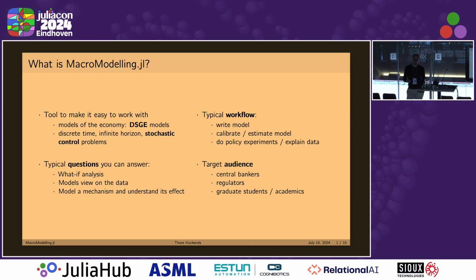How does a typical workflow look like? You start by writing out your model, then usually you iterate 1 million times over the equations and so on until you find something you like. You calibrate it, you estimate it, and then you do your policy experiments with it, and you try to explain the data, essentially. So this is what you would typically do. Who's the target audience? For now it's you guys, but it's typically people working at a central bank, regulators, academics in general, graduate students usually, who will look at this at one point.